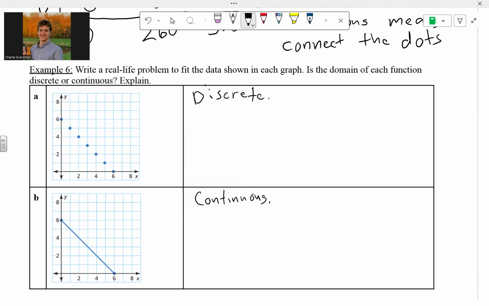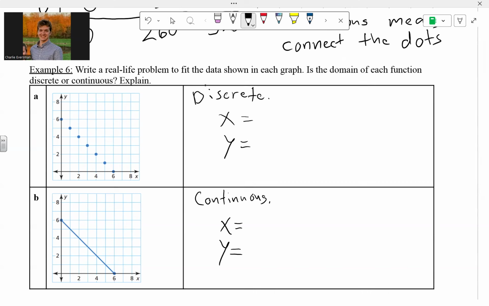So maybe see if you can think about this for a second. See if you can find two variables that work. Again, we'll be doing two variables: x, the independent variable, and y, the dependent variable. And again, I need two different situations, one that's continuous and one that's discrete.